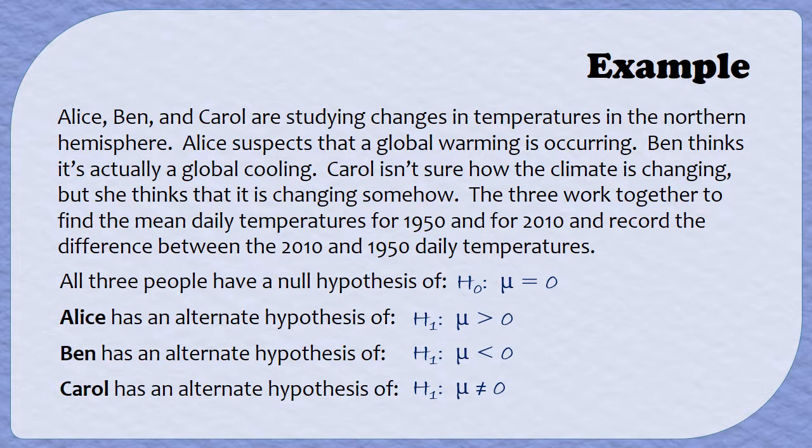So even though all three people have the same data, and they all have the same null hypothesis, it's possible to set up a hypothesis test with different alternate hypotheses depending on what you suspect may be happening. You do want to set up your null and your alternate hypothesis before you go out and collect the data, because you don't want the data to influence what you're working on. Otherwise, you'll get some kind of bias going on.